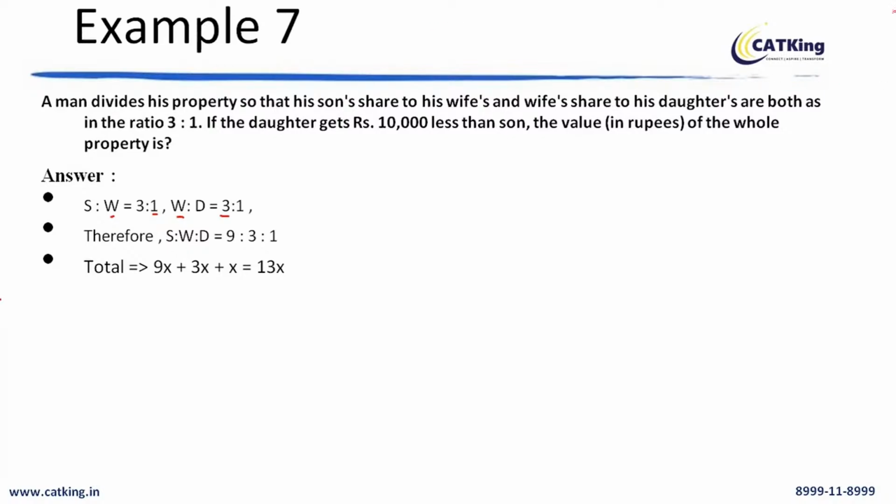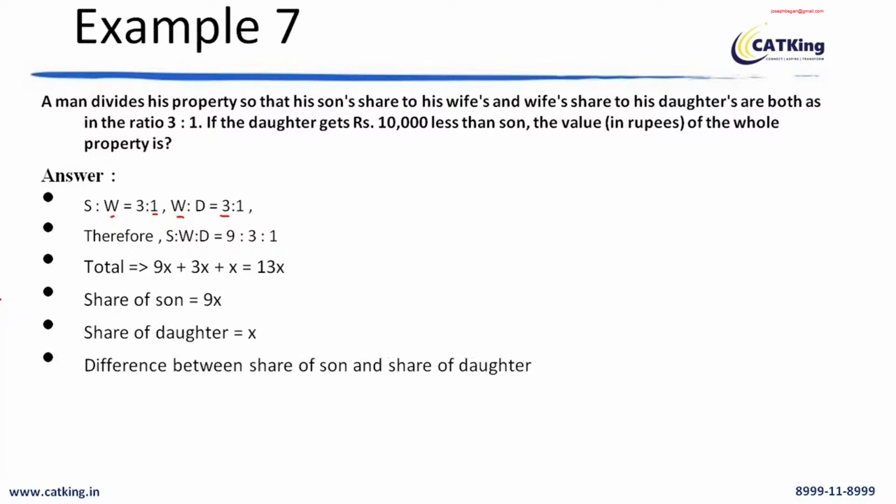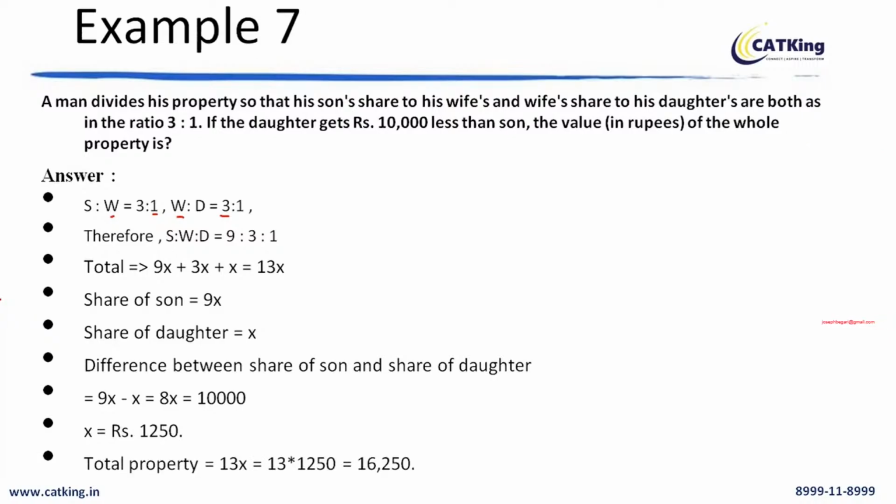Correct? So now we know that the difference between the son's and the daughter's share is 10,000. The share of the son is 9x, the share of the daughter is x, and the difference between them, that is 9x minus x, which is 8x, is equal to 10,000. So we get the value of x is equal to 1250. Now x is not the whole property, correct? The whole property is 13x. So 13 into 1250 is equal to 16,250.